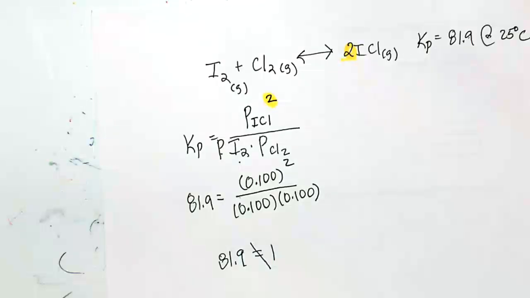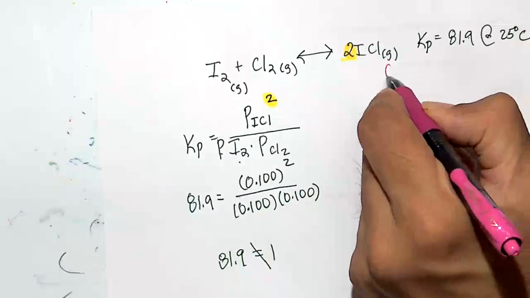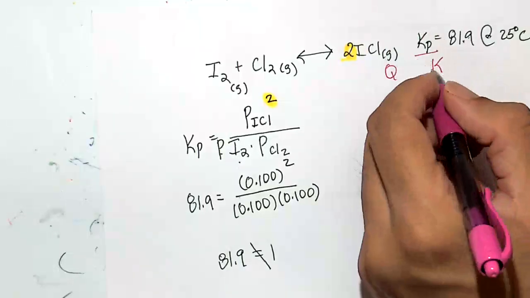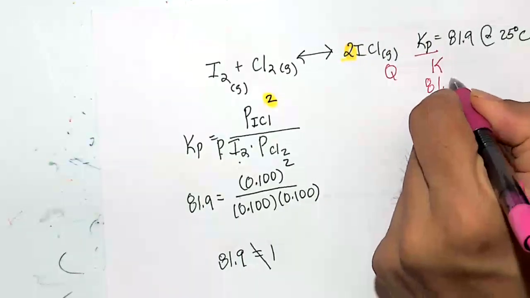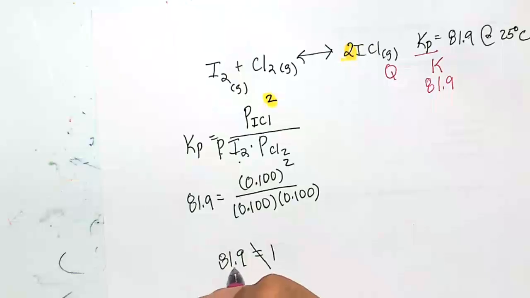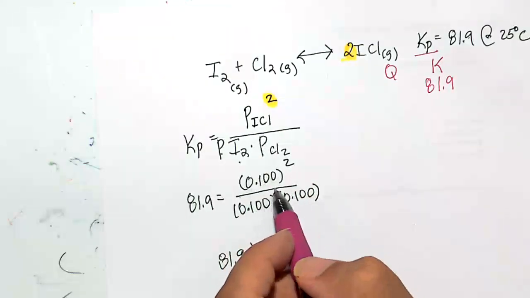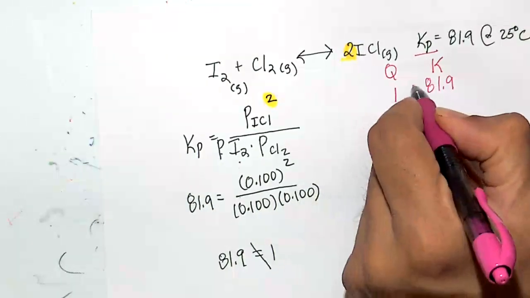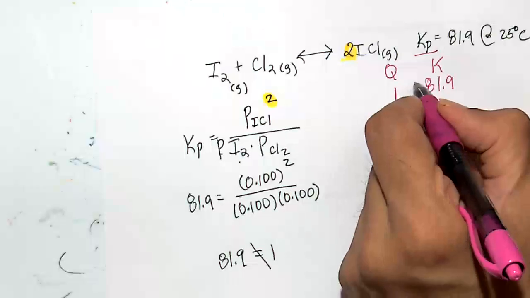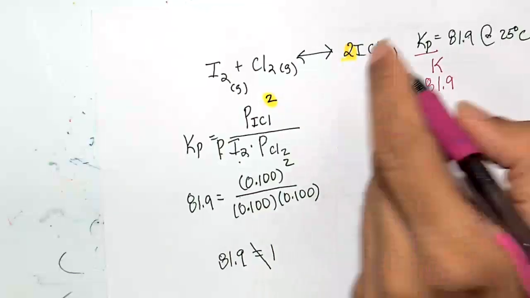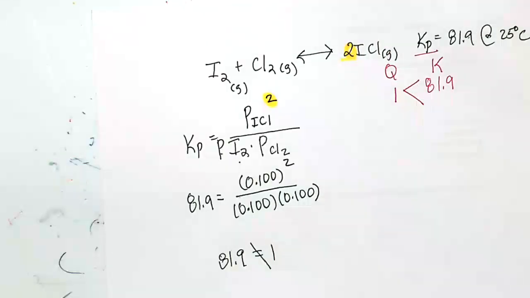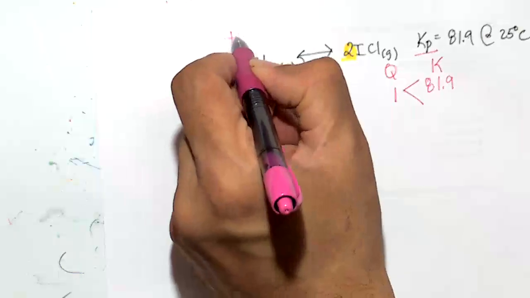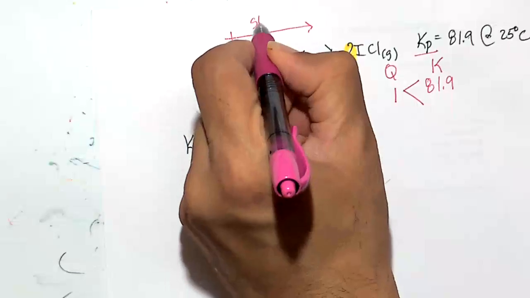So here you want to use the alligator rule. For that rule, we put Q first and compare it to K. This K, in terms of pressure, is 81.9. This Q, which we just calculated from these pressures given to us in the problem, is 1. So which is bigger, Q or K? K is obviously bigger. So which way do the gator jaws point? This will shift to the right.